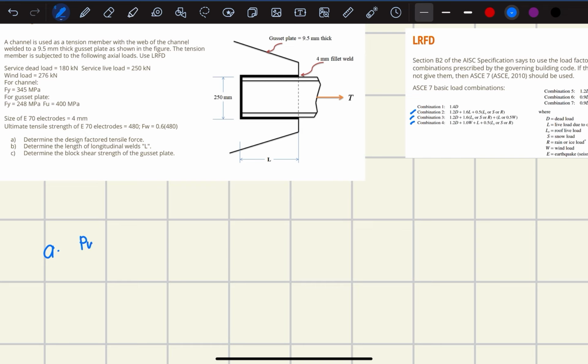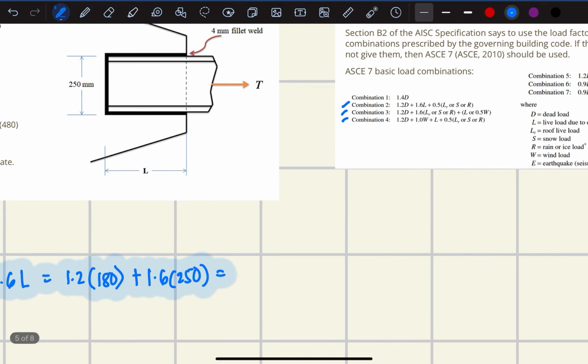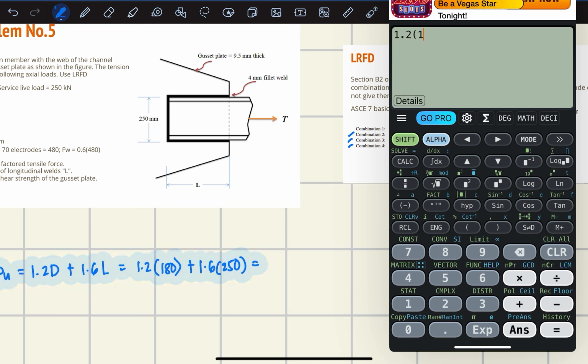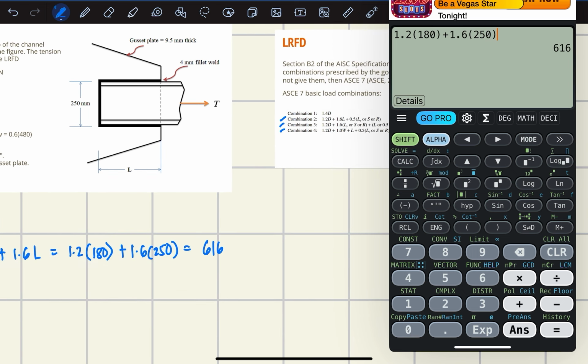So, yung Pu is equal to 1.2 dead load plus 1.6 live load. Yung combination na yan is nasa 2. So, solve natin. Yung dead load dito is 180 plus 1.6 times 250. Wala naman na roof live load, wala din snow or rain, so neglect na lang yan. So, 616 kilonewton to, gamit yung combination 2.